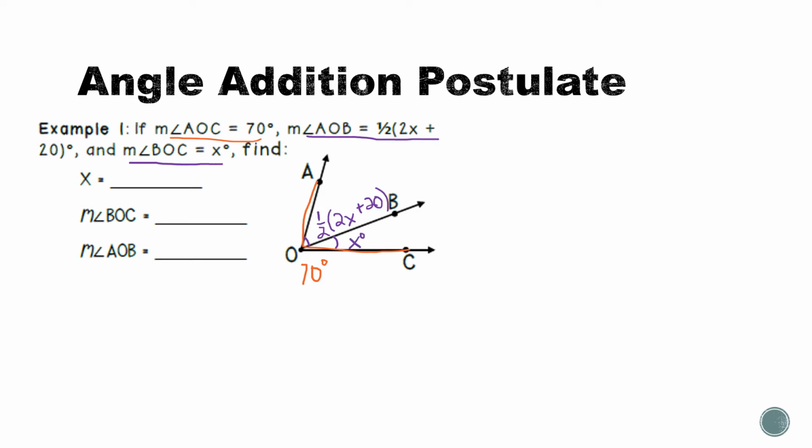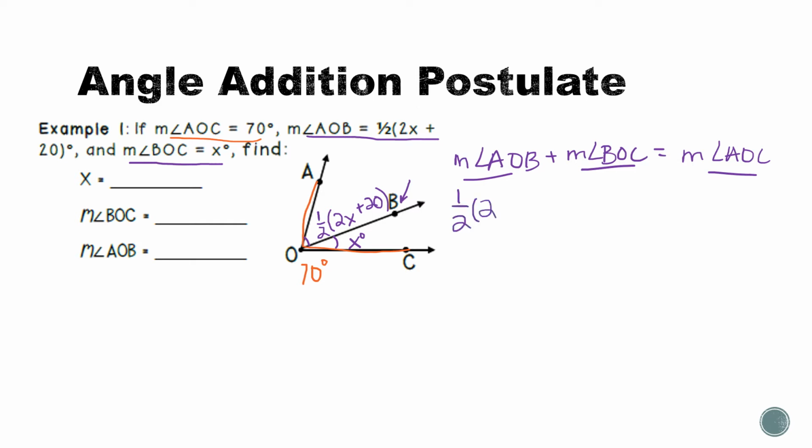Now remember, with the angle addition postulate, as long as there's a ray in between, the interior angles add up to the whole angle. So if I were to write this down, the measure of angle AOB plus the measure of angle BOC equals the measure of the whole angle, which is AOC. Now going back in and filling in what I know, the measure of angle AOB is 1/2 times the quantity 2x plus 20. The measure of angle BOC is x. And the measure of angle AOC is 70 degrees. So now I have this algebraic problem where you just have to figure out what x is.